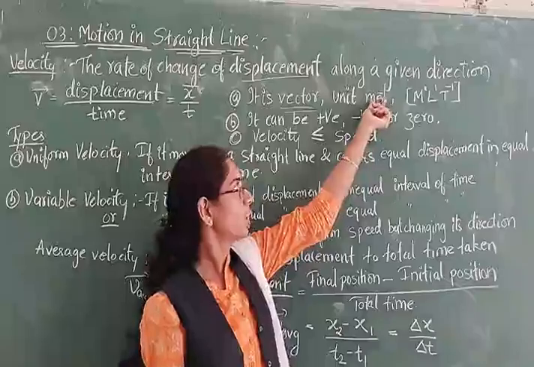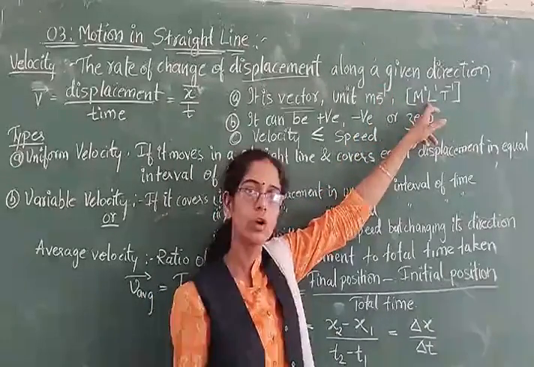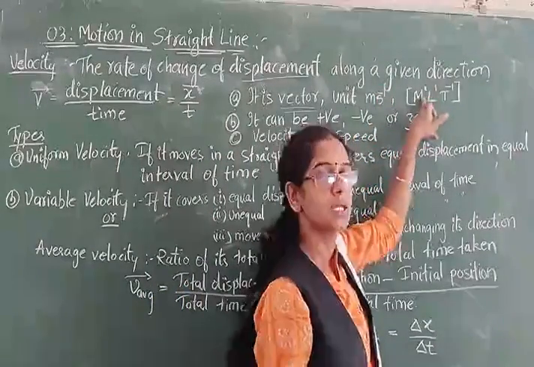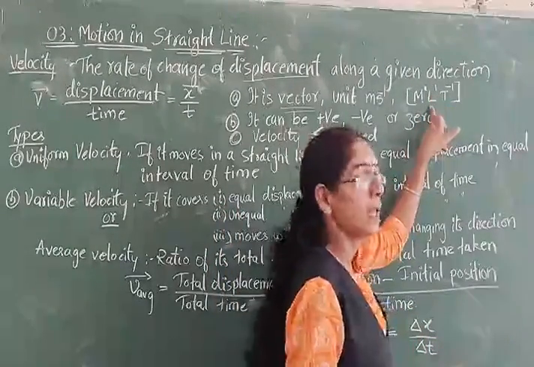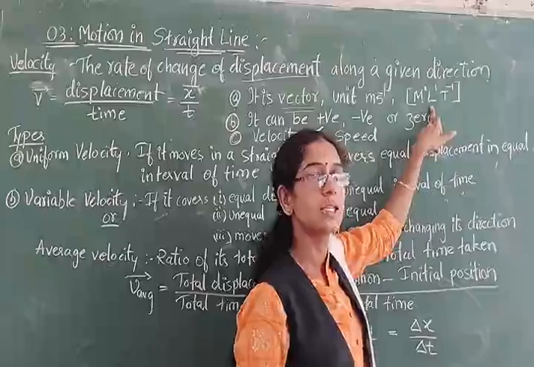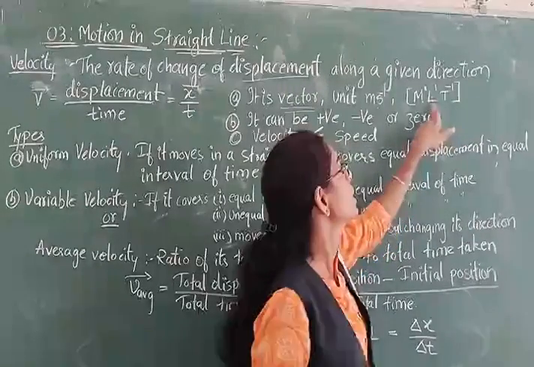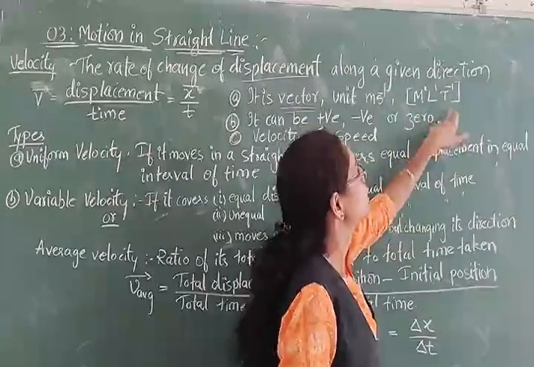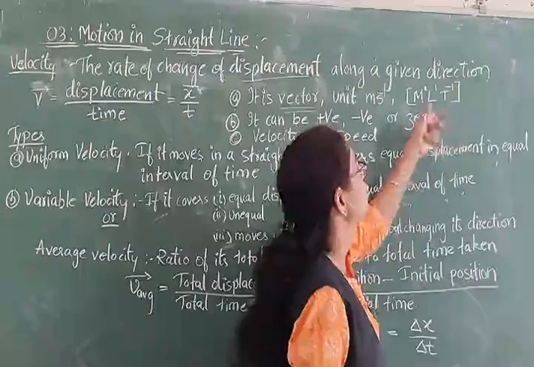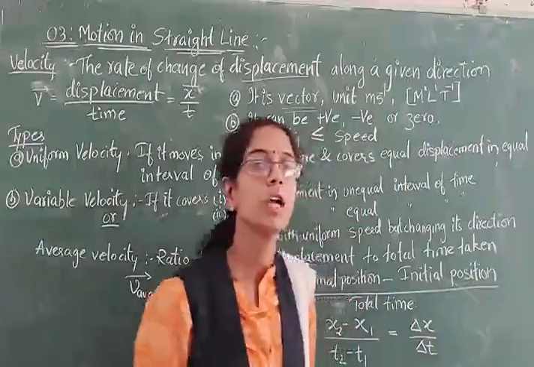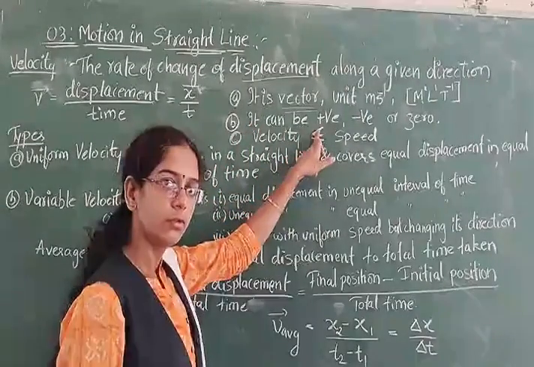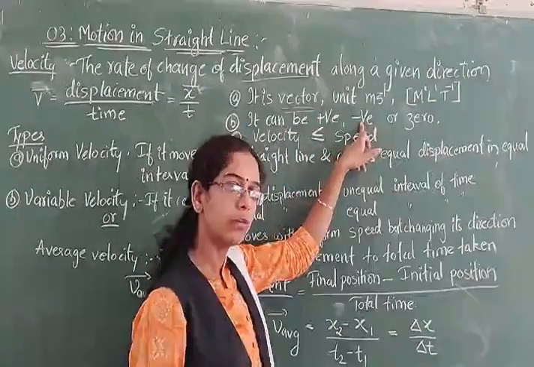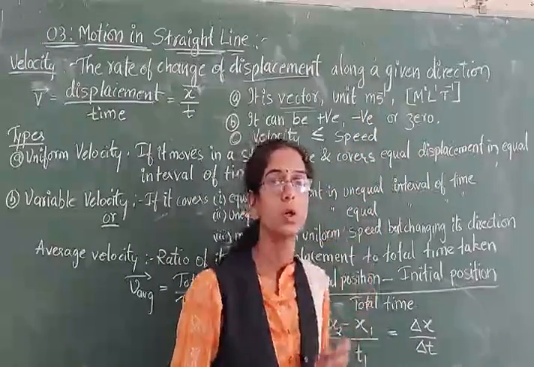This velocity, and then we have the dimensional formula. M represents mass. We do not have any mass variable here, so M to the power 0. L represents distance, and displacement is nothing but a type of distance. So L to the power 1 and T to the power minus 1 will give you the dimensional formula for what? Velocity.